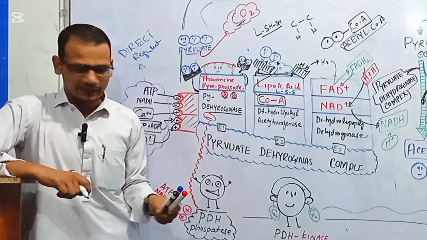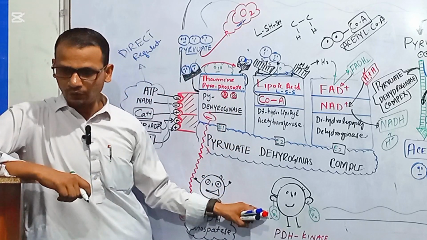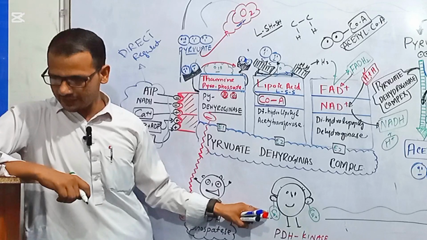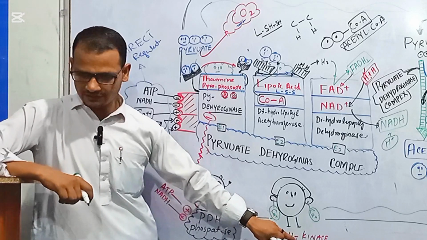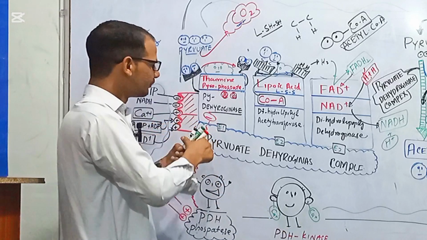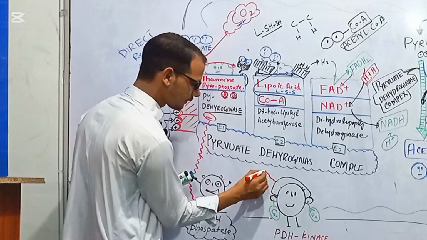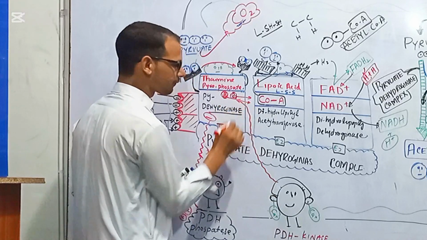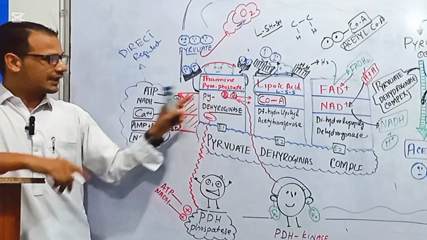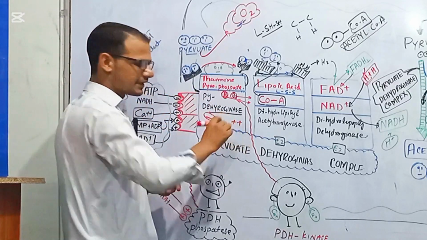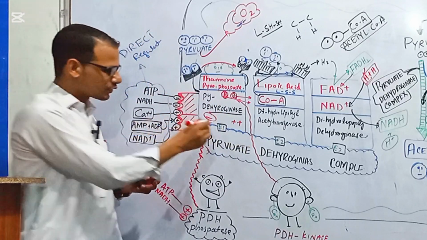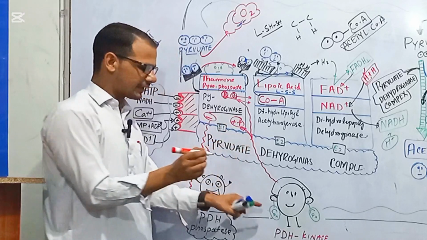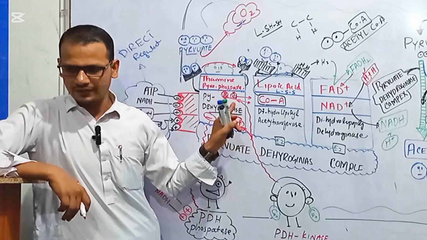Calcium, right? When calcium is attached to the enzyme pyruvate dehydrogenase kinase, it will remove these two inorganic phosphates and will again activate this enzyme, right? So this is the indirect activator of this enzyme.